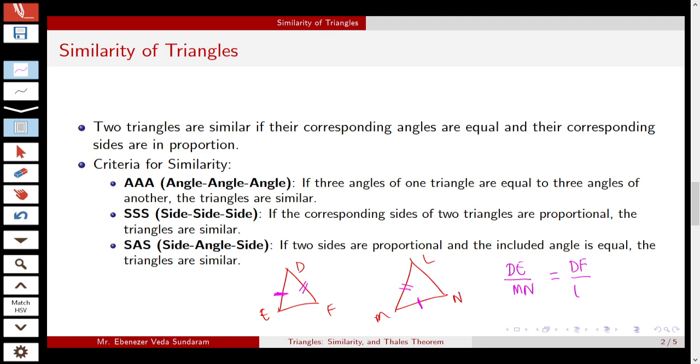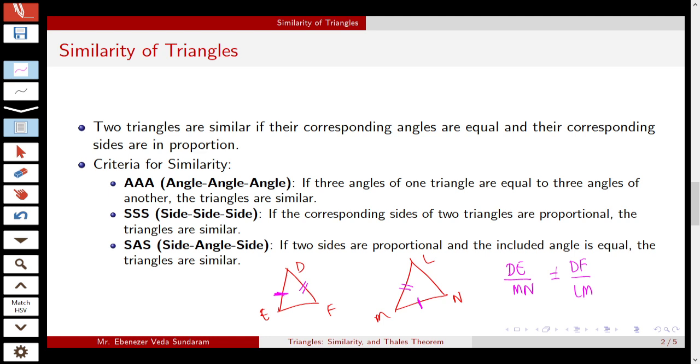DF by LM. And note the point that if I start with the triangle DEF, I always start with the side of the triangle DEF in the first place whenever I am writing proportions. I can't say that this DF by LM can also be written as LM by DF. So make sure that you start with the sides of the same triangle. If I start with DEF, I should always start with the DEF triangle.